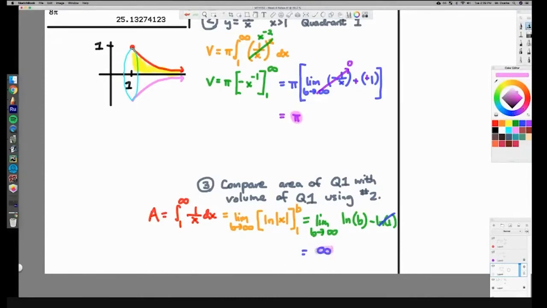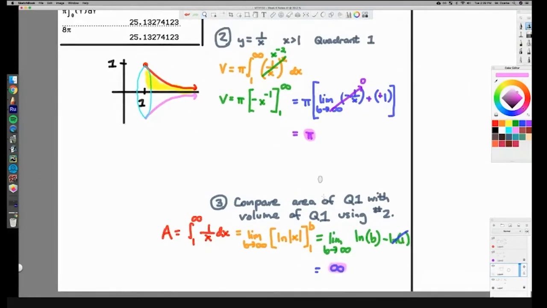Now, let's think about this for a second. Your area is infinity. So this yellow part goes to infinity, but the volume here is finite. If you want to think of area, it's almost like you're painting the outside of this. Volume is if you filled up this cone. So if you had paint, this is called the painter's paradox, by the way, in case you want to look it up. You can fill this cone up with a finite amount of paint. It's pi paint, but you could paint the outside of it forever.